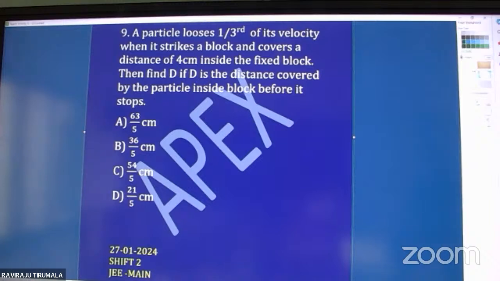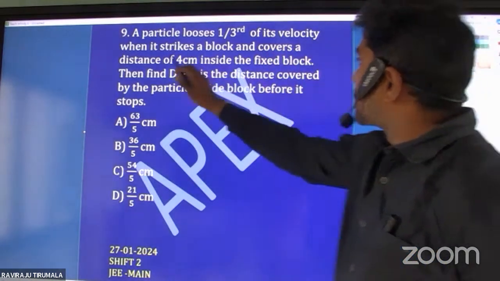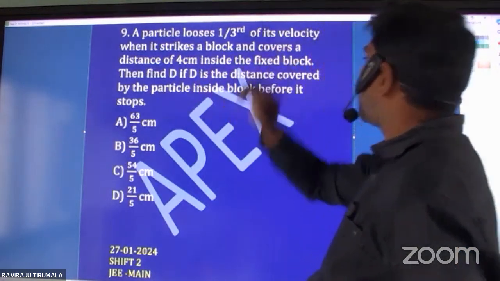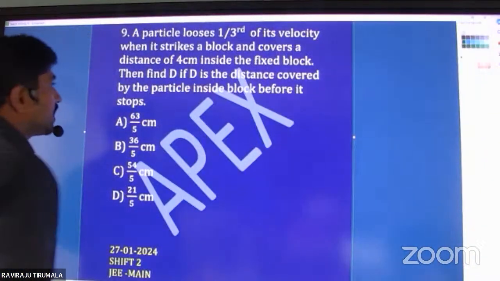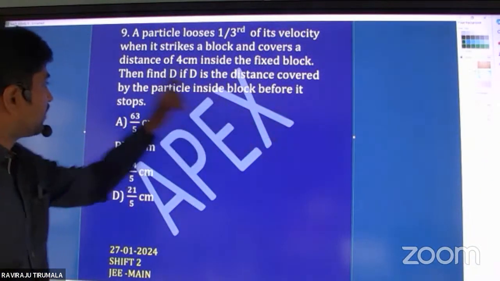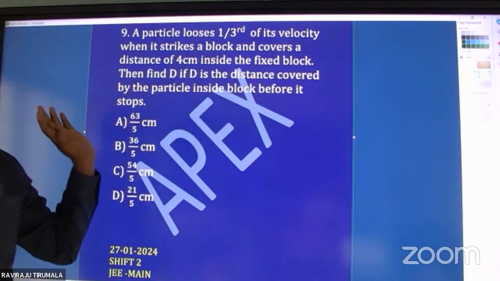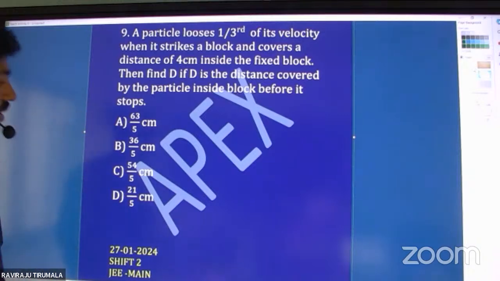A particle loses 1/3 of its velocity when it strikes a block and covers a distance of 4 centimeters inside the fixed block. Then find D, if D is the distance covered by the particle inside the block before it stops. Many such questions were solved in our material.